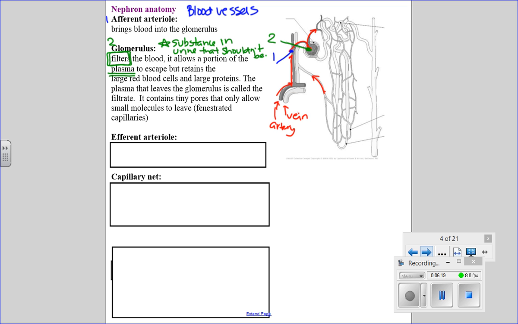It is supposed to retain red blood cells and large proteins. So if you have red blood cells in your urine, something is wrong in the glomerulus because it is not supposed to let them through. If you have proteins in your urine, something has happened to the glomerulus. It's not supposed to let them through.